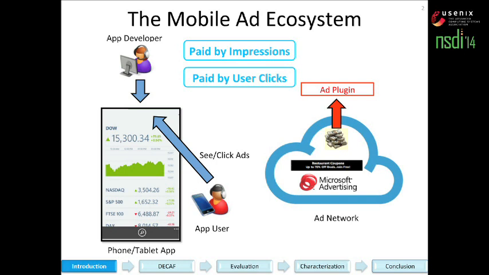The developer includes this ad plugin in her app. When a user uses this app, the ad plugin can fetch ads from the ad network and display them to the user. The ad network selects ads for the user based on many factors, like the location of the user or the user's inferred interests. When users see or click an ad, the ad network pays the developer. Specifically, depending on the ad network, developers get paid based on the number of ads delivered to users or the number of clicks by users, or sometimes a combination of the two.